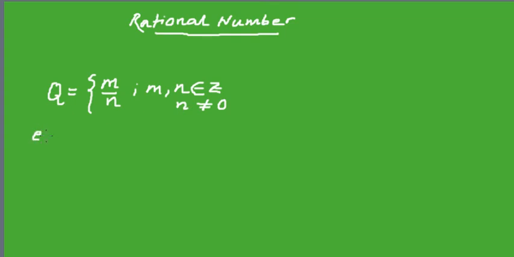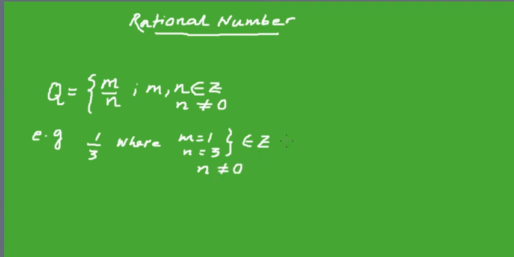There are a few examples of rational numbers here. First one is 1 by 3, where the value of m is equal to 1 and n is equal to 3. From this we can easily say that m and n are integers which belong to the set of Z and n is not equal to 0. So it is a rational number.